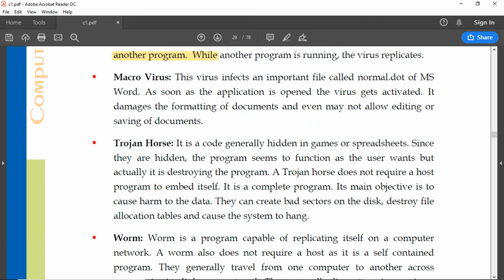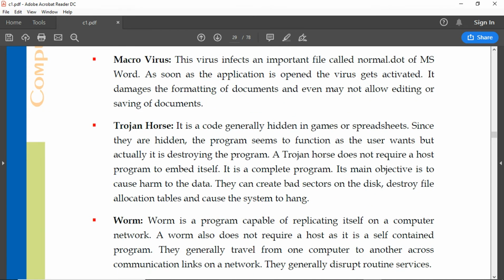Macro virus. This virus infects an important file called normal of MS Word. As soon as the application is opened, the virus gets activated. It damages the formatting of documents and even may not allow editing or saving of documents.